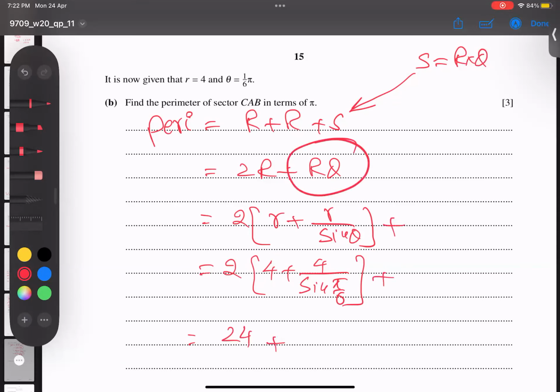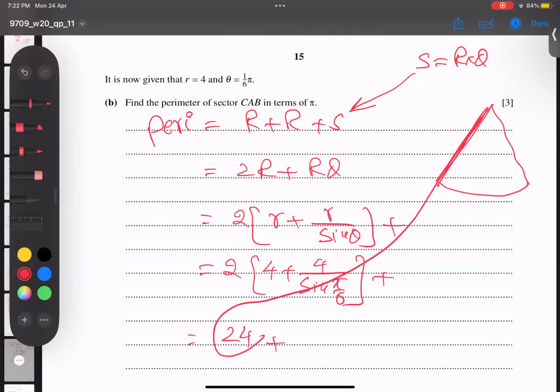Now only this part is left, the arc length. This full length is one radius, which means it is 12. So this is 12 for sure.